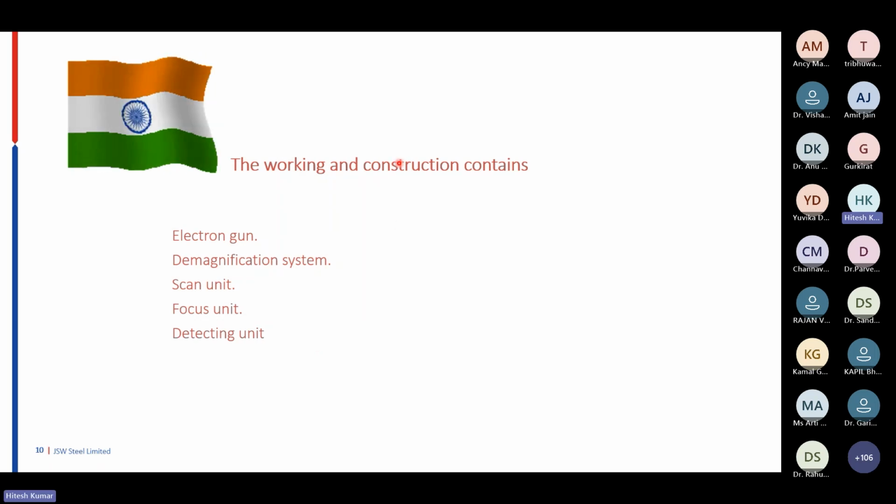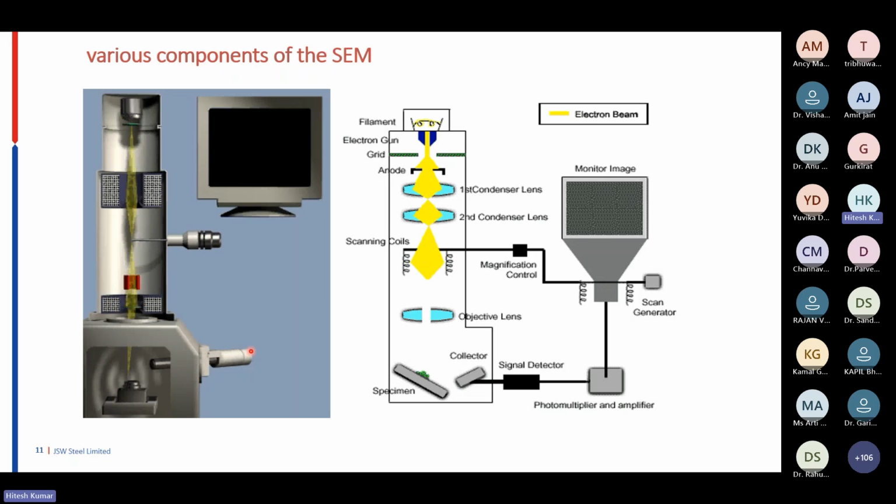So the working and construction contains the electron gun, demagnification system, scan unit, focusing unit, as well as detecting unit. We have different types of detectors, or what we call attachments, like EDS, WDS, EBSD, and how those work. So first we'll start with the electron gun.